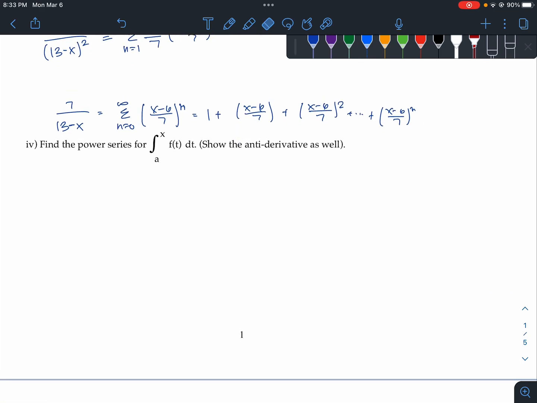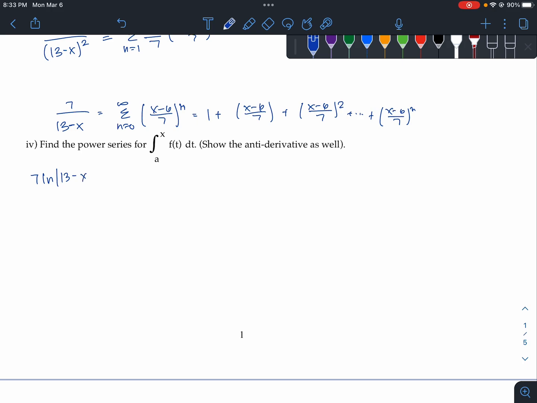Okay, so as for this part, we're going to do the same thing, but we're going to find the integral, or the antiderivative for this. So find the power series for the integral from a to x of this function right here. And so show the antiderivative, and then we're going to show the series to represent it. So the derivative of this would be 7, and then natural log of 13 minus x.